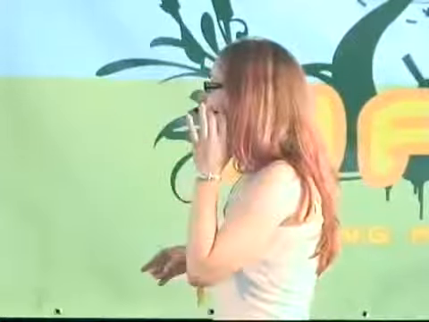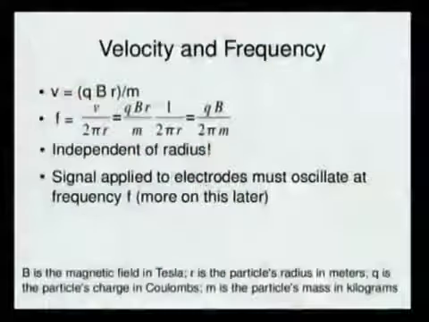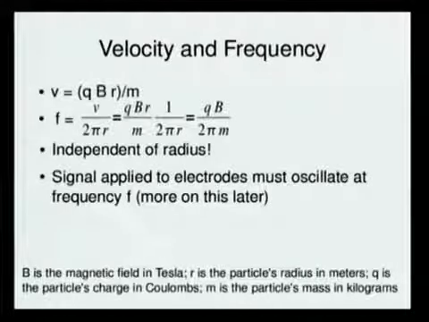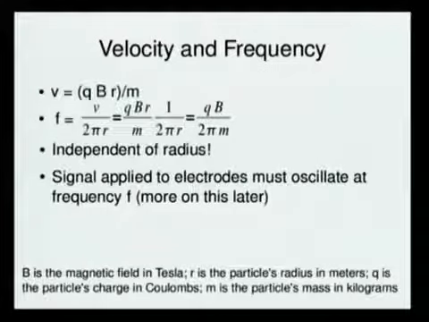Now, there's again the velocity equation on the top, and there's a thing called the cyclotron frequency, which is how many times per second it goes around the circumference of the cyclotron. So that's the velocity divided by 2 pi r. 2 pi r is the circumference. So velocity divided by circumference gives you units per second. And so you solve for that, substituting in the velocity equation up there. You get qB over 2 pi m. And the interesting thing about this, the most important part, is that it's independent of radius. And that's really why cyclotrons work.